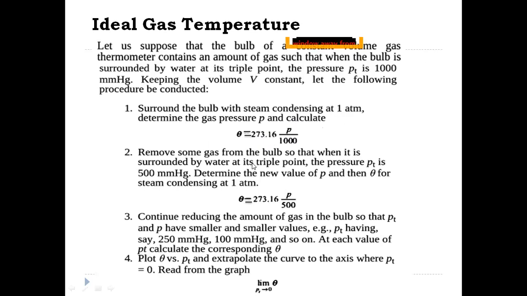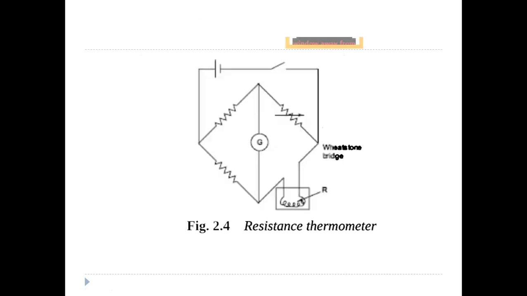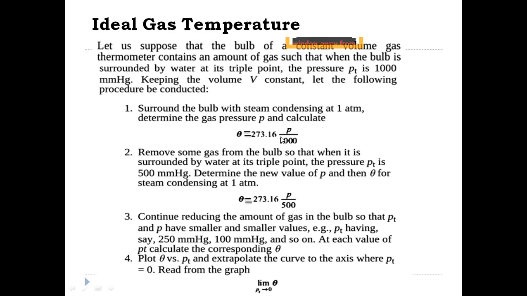Now if we remove some of the gas from the bulb, and then when it is surrounded by water at its triple point, the pressure is say 500 mm of Hg. So we can find another value using the same formula, 273.16 into P by 500. That means as we go on decreasing the pressures, the denominator value goes on decreasing. So if we go on decreasing the amount of gas in the bulb, we will get different values of PT for different pressure values.